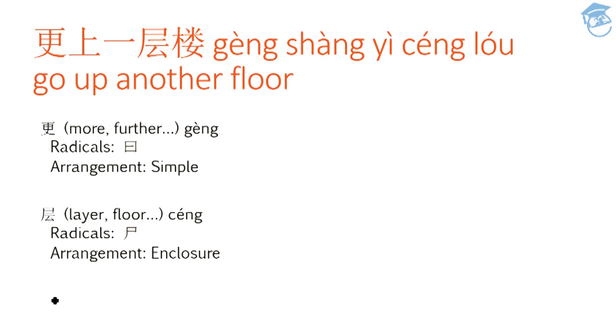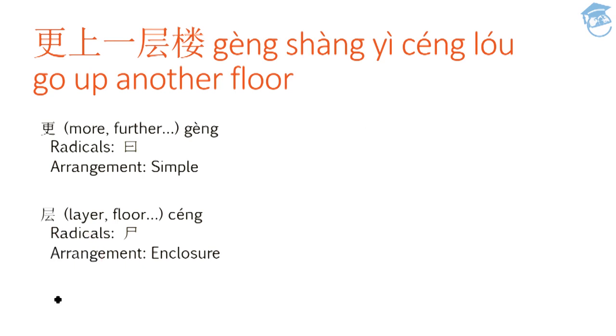Alright, the next new word is 层. 层 means layer or floor. Okay, this is the pinyin and this is the radical. The arrangement is enclosure because the radical is wrapping what's inside this. Let's look at how to write 层. 一、二、三、四、五、六、七. Okay, 7 strokes for this word, 层.